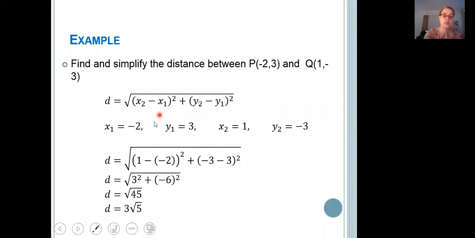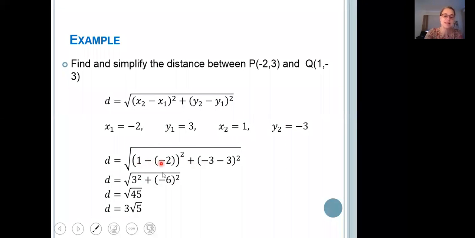So now we just plug stuff in. The distance is equal to x2, which is 1, minus x1, which is -2. That difference squared, plus y2, which is -3, minus y1, which is 3. That difference squared. And we add them together and put them under a square root sign.